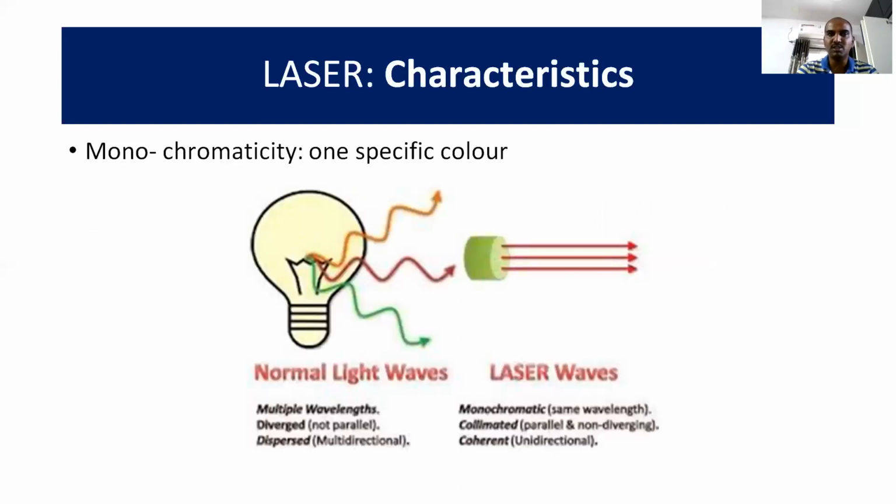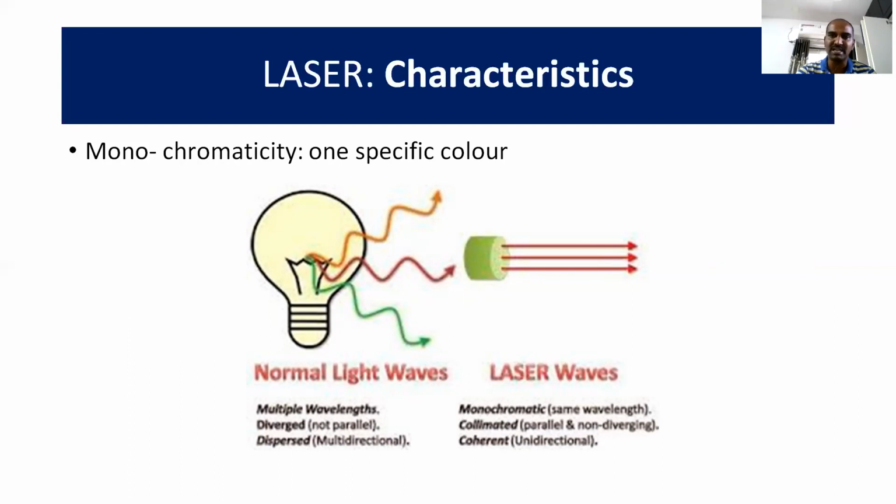Then monochromaticity. Monochromaticity means one specific color. So the light which comes out from the laser exhibits only one color. Why is it so? In the case of normal light waves, there are multiple wavelengths, all the possible VIBGYOR colors: violet, indigo, blue, green, yellow, orange, red. All the possible wavelengths come out, and those diverge in all possible directions. That's why we can say those are not parallel and are dispersed. They travel in multiple directions. But in the case of laser, because of the presence of coherent photons, all the photons travel in only one direction. That's why they are parallel and non-diverging, and they travel in only one direction.